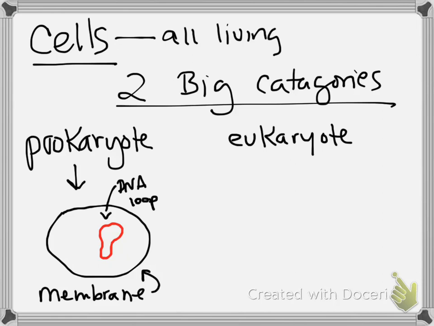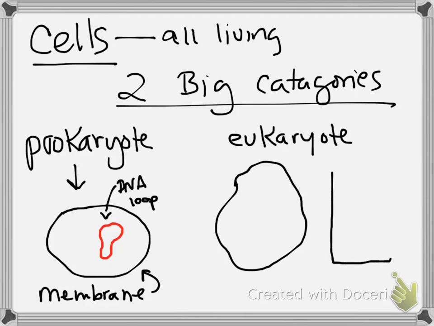Eukaryotic cells, on the other hand. Okay, so in eukaryotic cells, and there are two distinct types of eukaryotic cells, which we'll talk about a little bit more, they have a membrane. All cells have to have something that forms a boundary, that keeps what's inside and what's outside. So they have a cell membrane as well. But those eukaryotic cells have more than just a single loop of DNA.